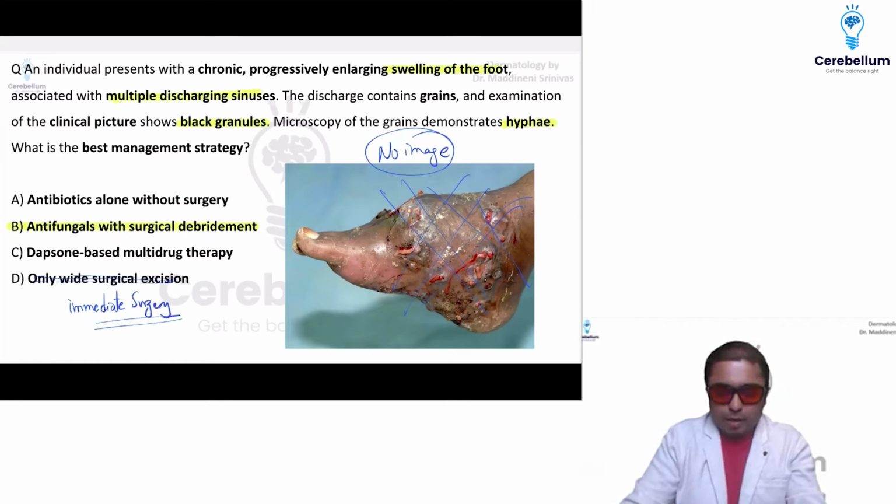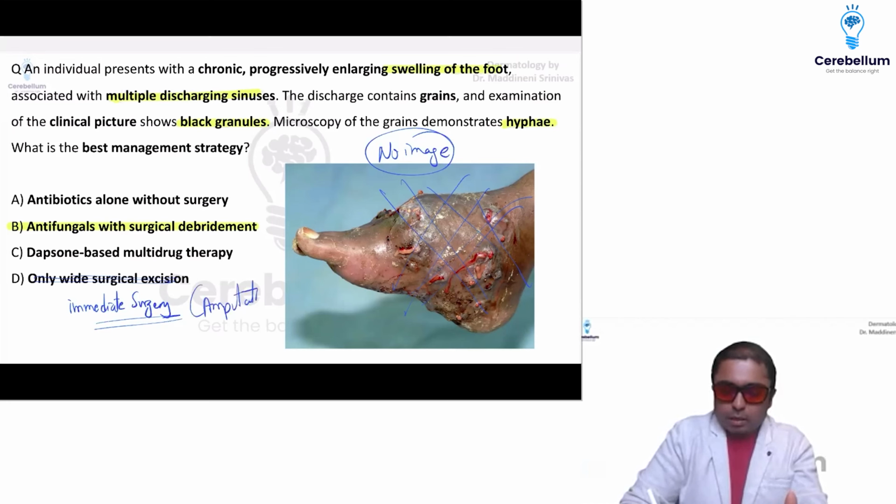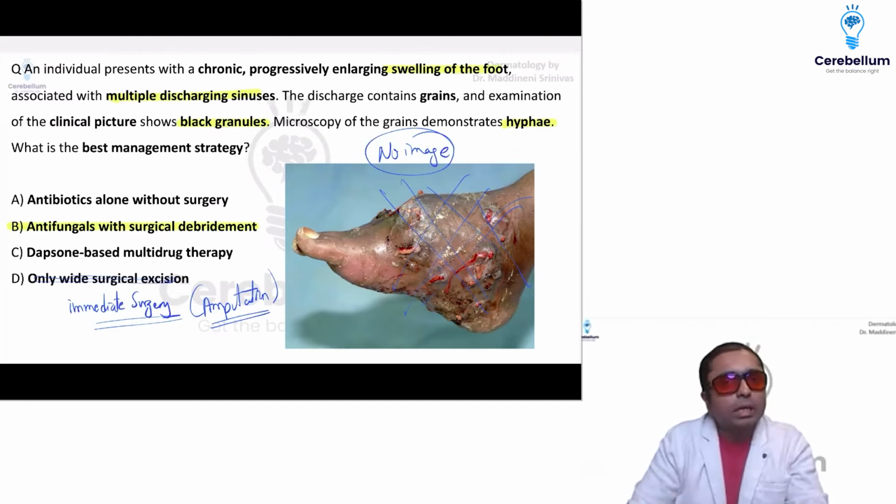Okay. Immediate surgery, some students are telling that it was amputation. But remember, dear students, in this case, for mycetoma, we will start the antifungals, and along with that, we'll try to remove surgically the part whichever has been infected, but not the complete amputation. Same image. Okay. Thank you so much.